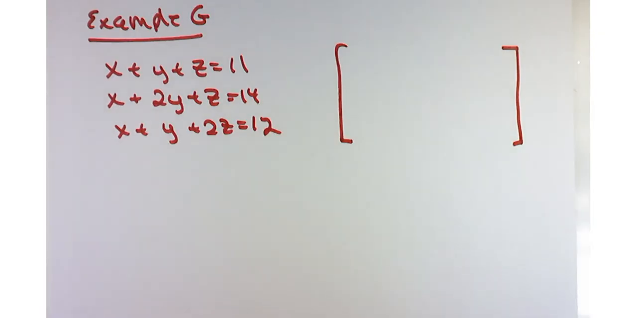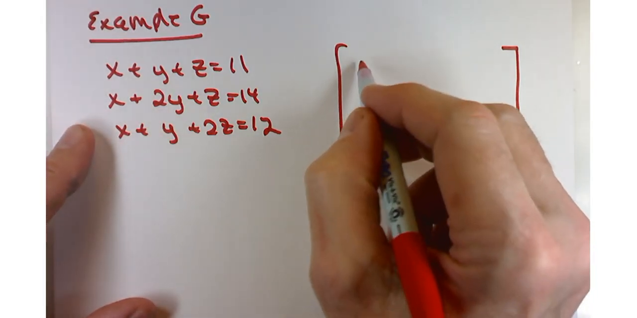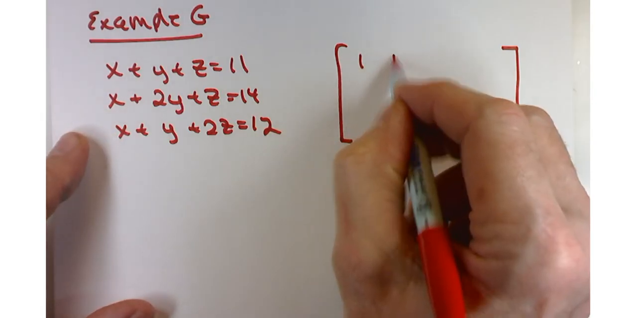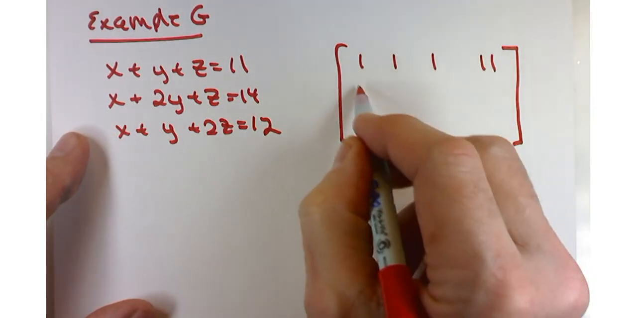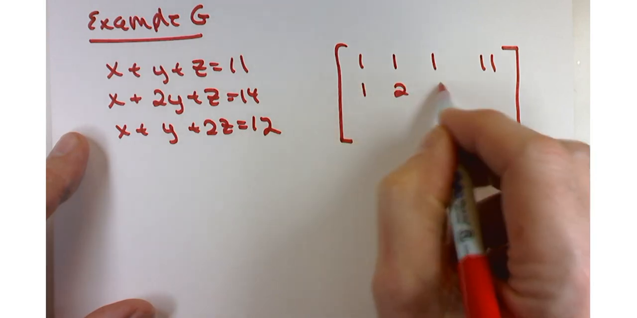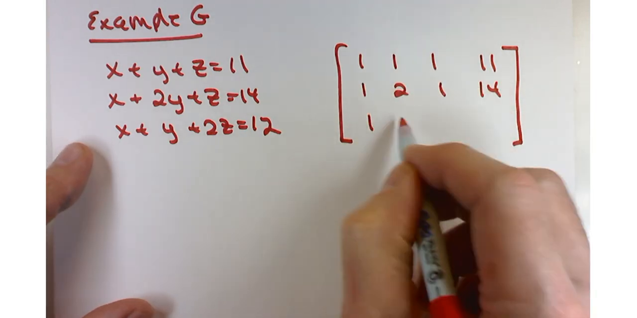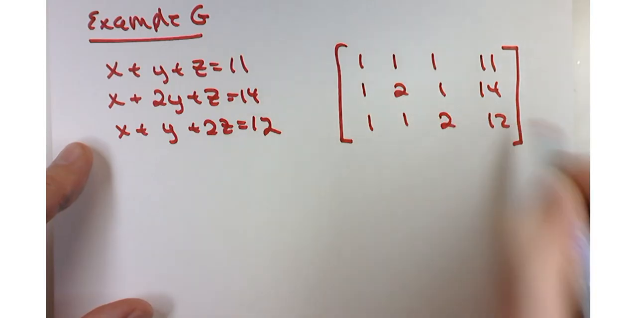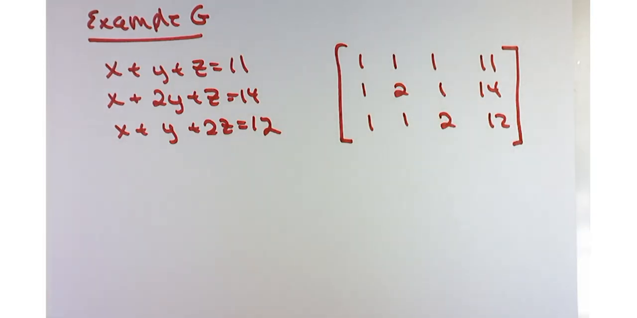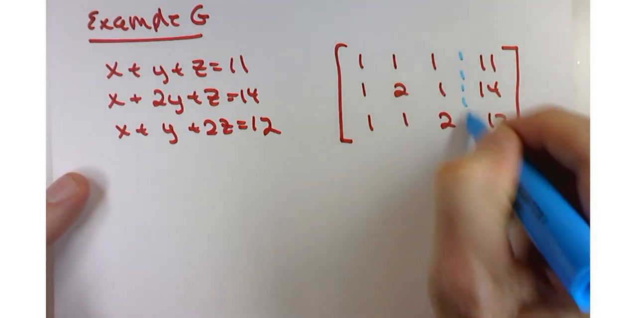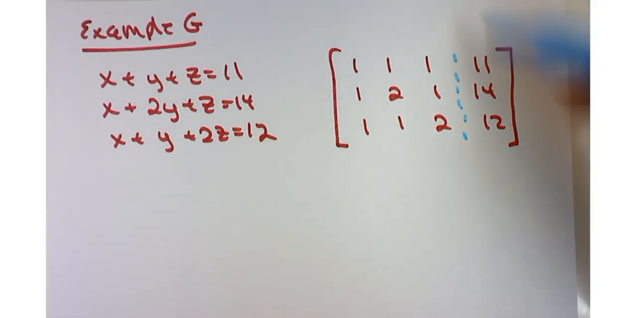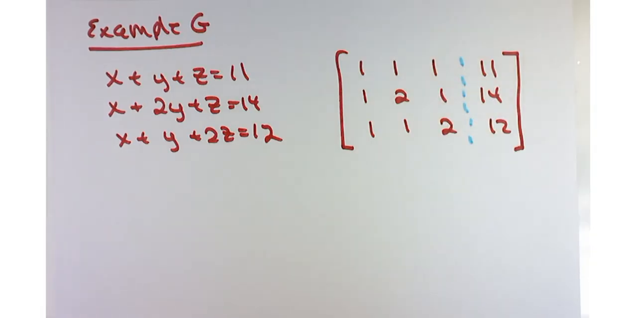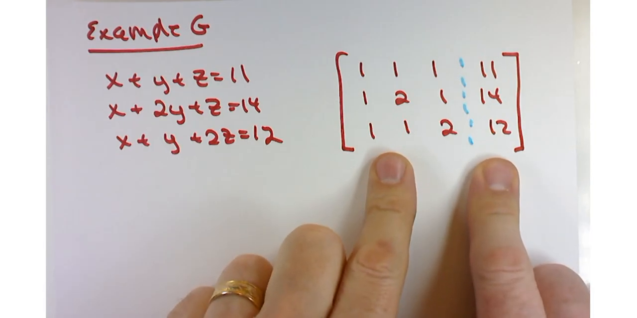So in terms of an augmented matrix, let's see, Gavin, what number should I write here, please? 1, 1, 1, 11. 1, 2, 1, 14. 1, 1, 2, 12. Perfect. Thank you, sir. Now, we'll keep in mind that this is the right-hand side. You don't have to write this little line here. Sometimes I do, sometimes I don't. But this is what we're going to put into our calculator.